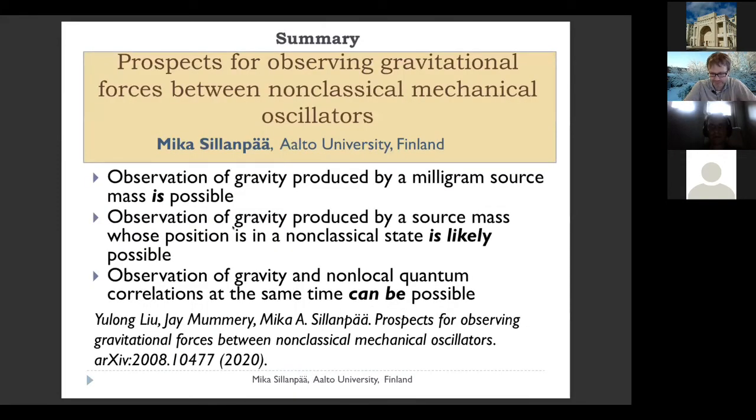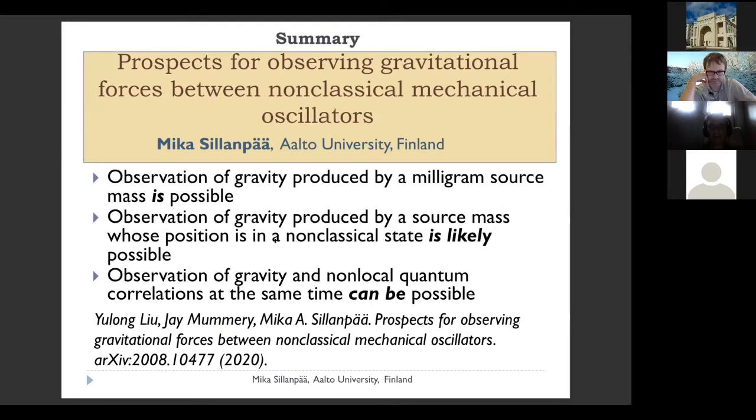I was afraid that this very dirty fabrication, like glue or putting some gold particles there, would totally ruin the cavity, but that was not the case. In summary, observing the gravity produced by this 1 milligram mass is possible.